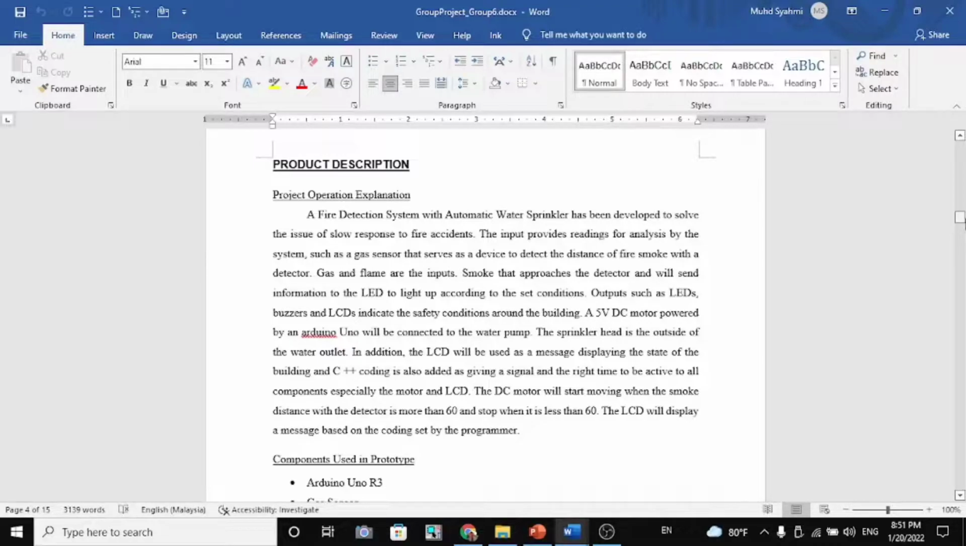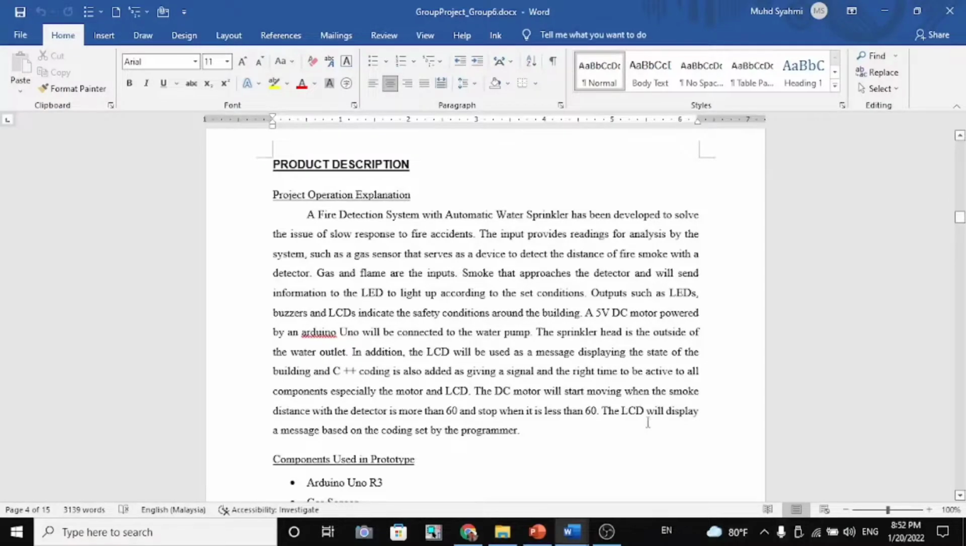In addition, the LCD will be used as a message display showing the state of the building, and C++ coding is also added to give a signal at the right time to activate all components, especially the motor and LCD. The LCD will display a message based on the coding set by a programmer.